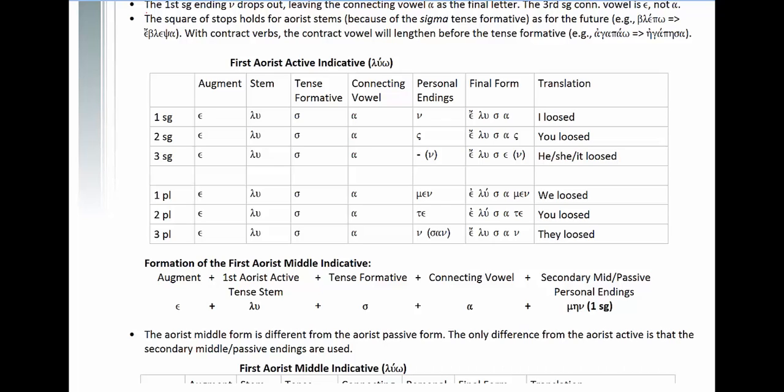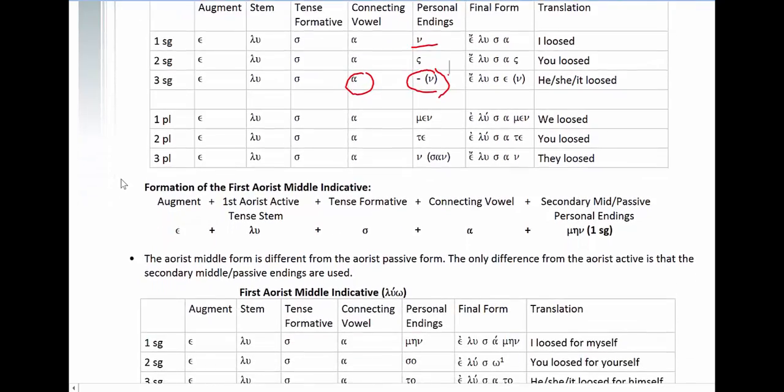Elusamen, elusate, elusan. Okay, so this is a pretty regular paradigm. The only difference is, as we've said, that the nu drops out in the first person singular, and in the third person singular, the alpha changes to an epsilon. So those are a couple differences, but this is generally a pretty easy paradigm to notice.